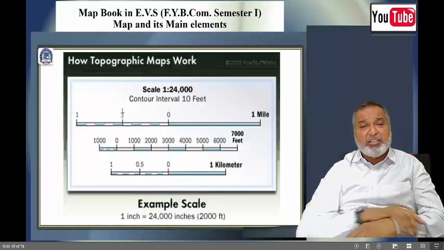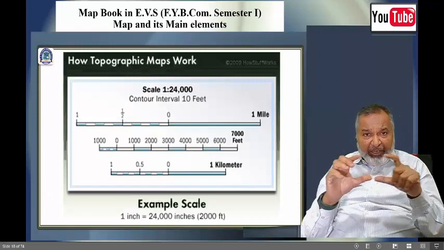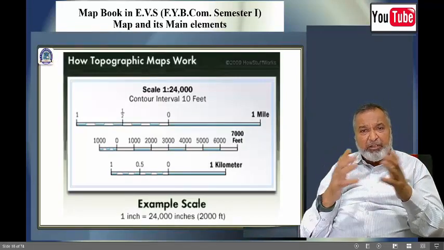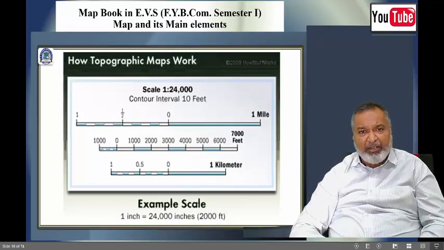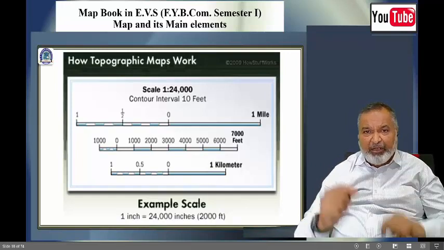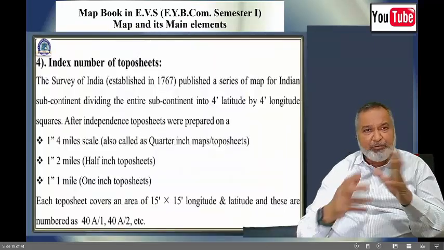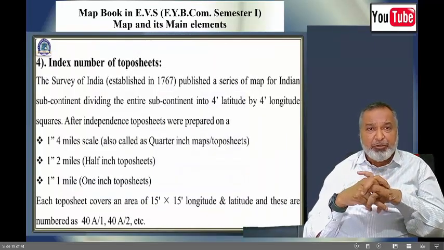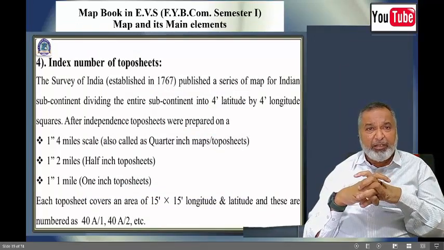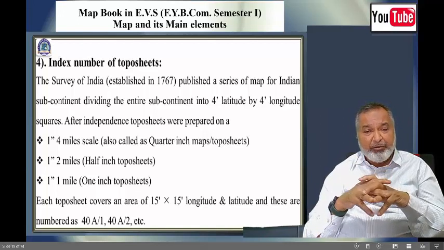You can see this is the way the scale has been written. 1 is to 24,000, 1 is to 50,000, that will be given. But right on the side, it is given 1 cm is equal to 20,000, that is 1 mile. Next point, the index number of the Toposheet. That is also written over there on that particular Toposheet number.